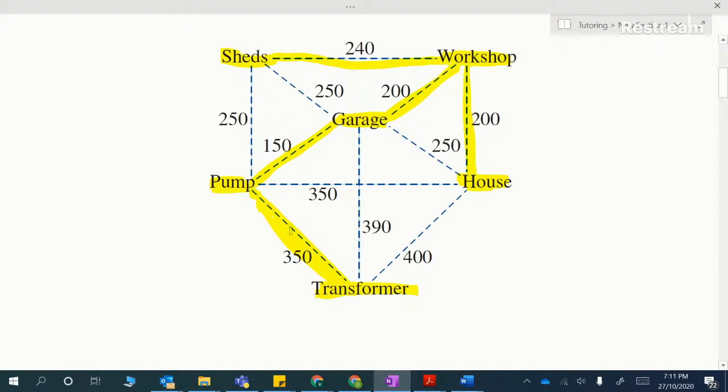Now, the main difference between a tree and a path, like the shortest path or the critical path, is that the tree can branch. If I look at the tree here, you can see it branches off in one direction and it branches off in another direction. There's not a single path. So that's how it's different.